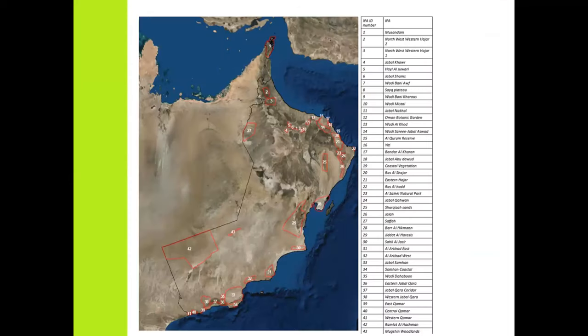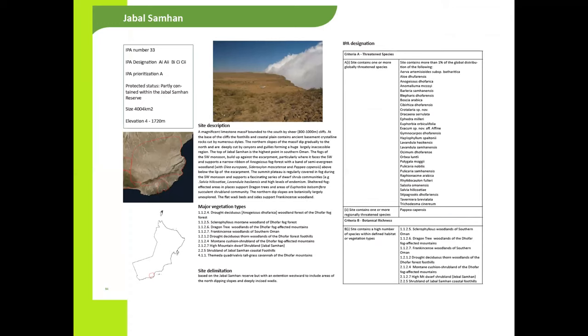So that's a bit of a whirlwind show of how we approached this, but we ended up with a network of 43 sites which qualify and are now listed as important plant areas in Oman. And for each of these sites, there exists a technical listing which shows the criteria by which they qualify, the vegetation types and the species which are found in them. The IPA network, which has been done as part of this government project, will be published as an academic paper shortly.